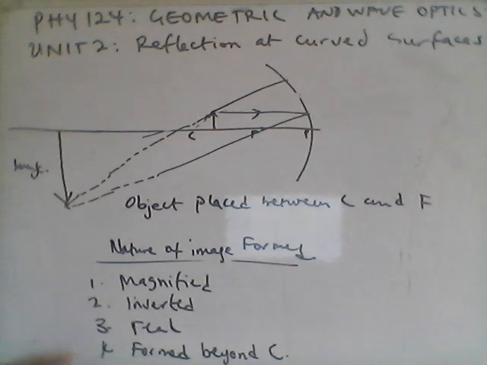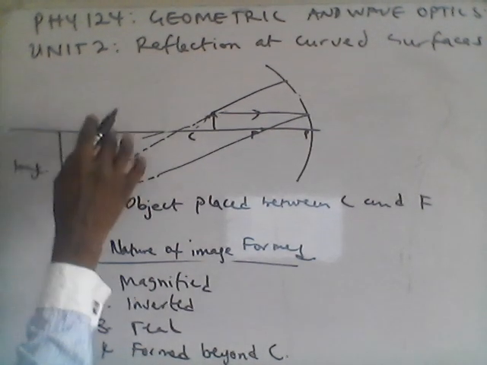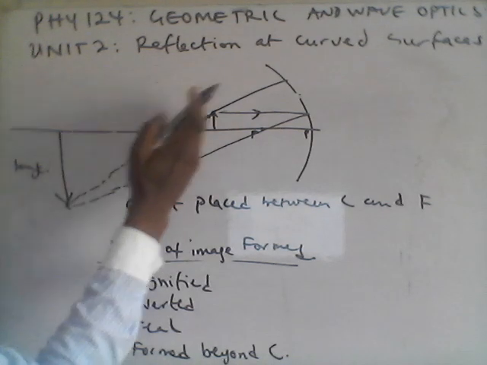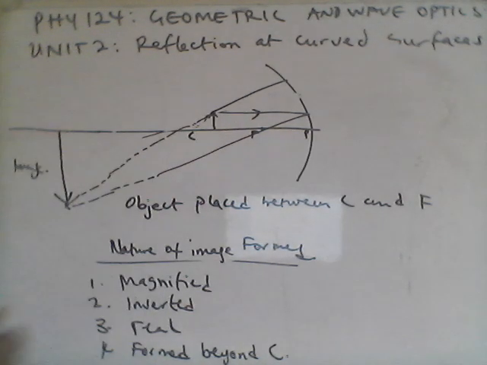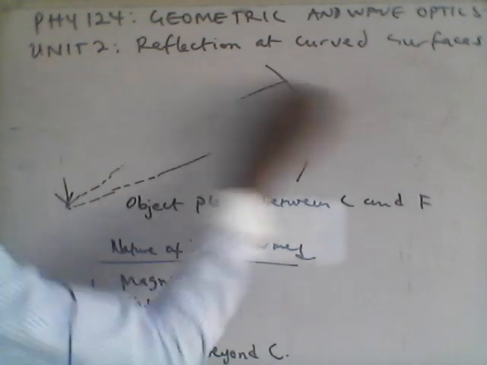Now, the object has been moving from beyond C to C and now between C and F. What if you now have the object placed on F? What happens? Let's see that quickly. You can always pause the video to see what is written and understand.